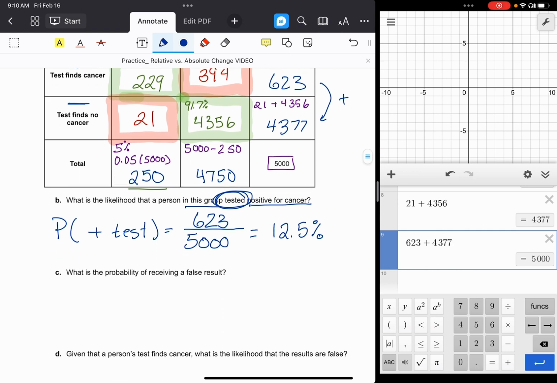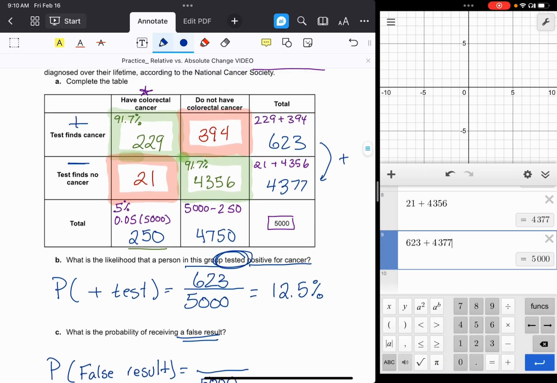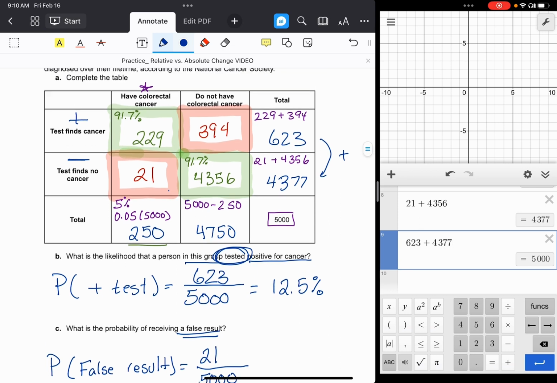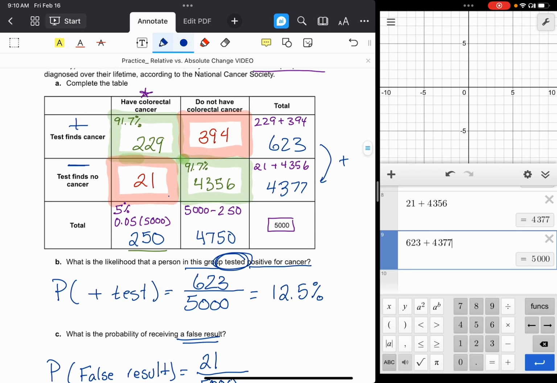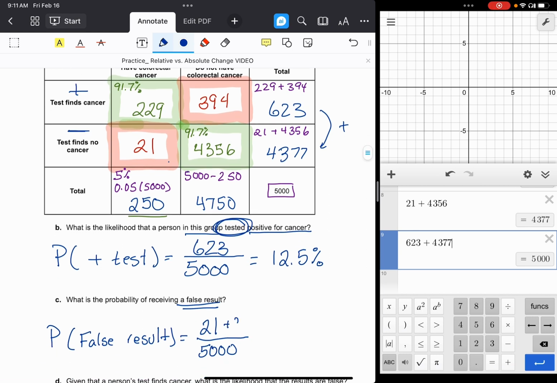What is the probability of receiving a false result? We've already highlighted these in red because there were two ways you could get false results. One would be the false negative, where the test tells me I don't have cancer, but I actually do. That would be those 21 people down here. The second is the false positives, the people that the test finds have cancer, but they actually don't. That would be the 394 people.